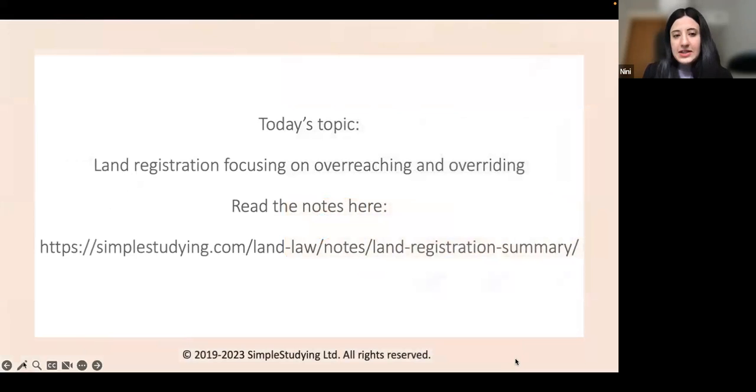Today's topic is land registration, focusing on overreaching and overriding. You can read the notes on this topic on SimpleStudying. However, now we are going to revise the key principles and address an essay question on this topic.